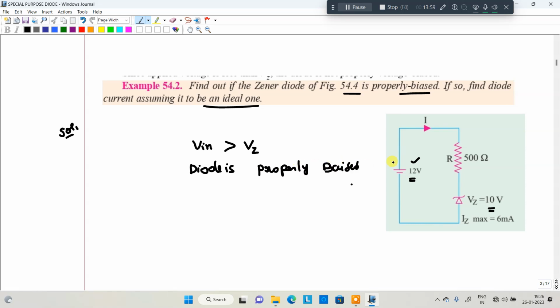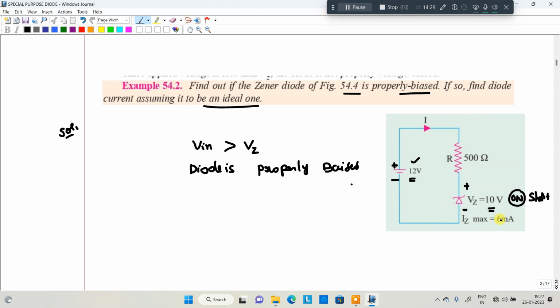Another important point, positive and negative. The positive terminal is connected to the anode and the negative terminal is connected to the cathode. That is the first condition I forgot to explain. So it is a reverse bias. The input voltage is greater than the Zener voltage, so it is properly biased. Polarity wise it is properly biased, voltage wise also properly biased. Whenever it is properly biased, the Zener diode is in the conducting state, that means on state. It acts as a short circuit, right?